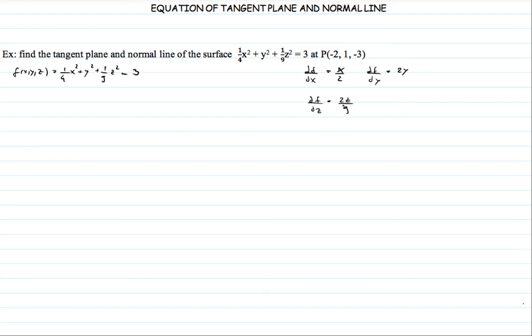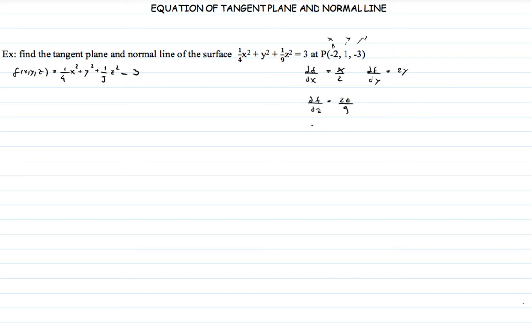The next thing to do is to find the value of these partial derivatives at the given point, because this is the point at which you're going to find the intersection between the plane, the line and the surface. To do that, in the partial derivative with respect to x, you replace the value of x by the coordinate of x. Likewise for y, the coordinate of y, and for z, the coordinate of z.